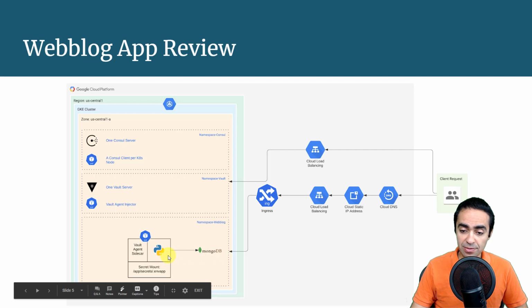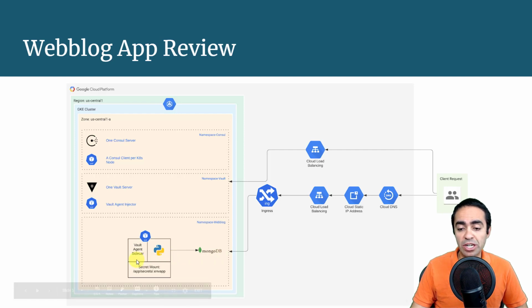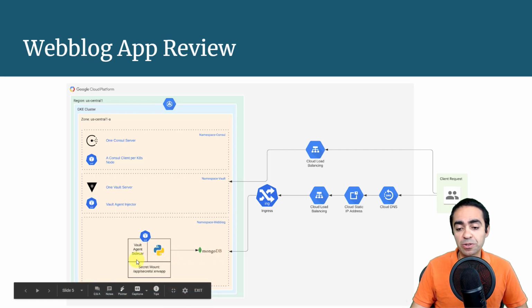And the Vault server uses the mutating webhook in Kubernetes to inject secrets in a certain volume in the pod to be able to be used by the Python app. And this is all done through a Vault agent sidecar.